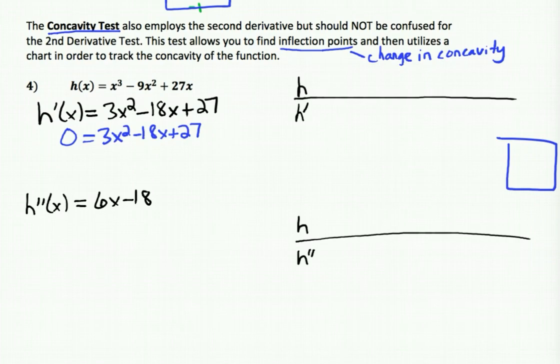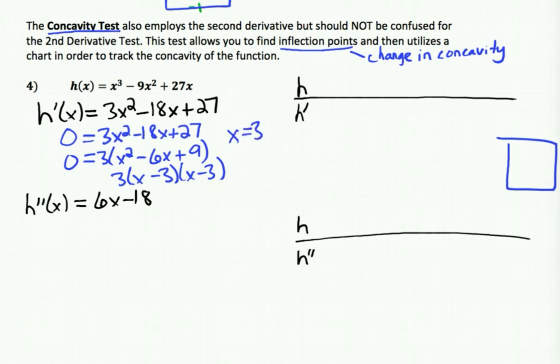You could go ahead and factor this. It looks like they share a 3, so I'm going to pull that out. That'll be the easiest way, I think. So x squared minus 6x plus 9. Is that a perfect square trinomial? I believe so. Yes, so it's 3 times x minus 3 quantity squared. Sweet. So that means the only critical number is going to be at 3. That's good. Let's also find the inflection points now. So let's label that as a critical point.